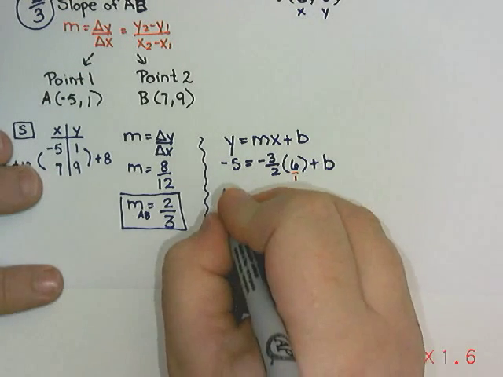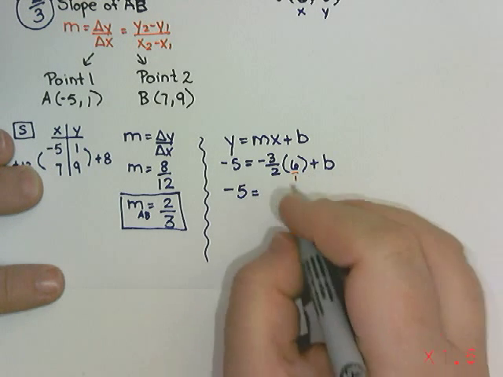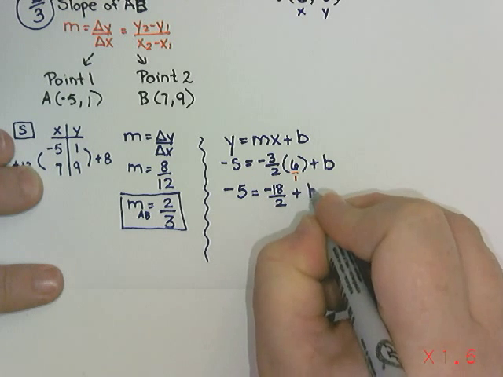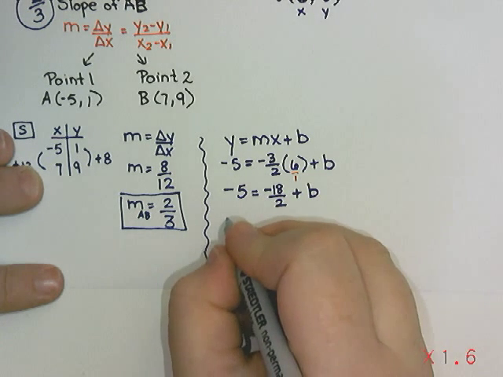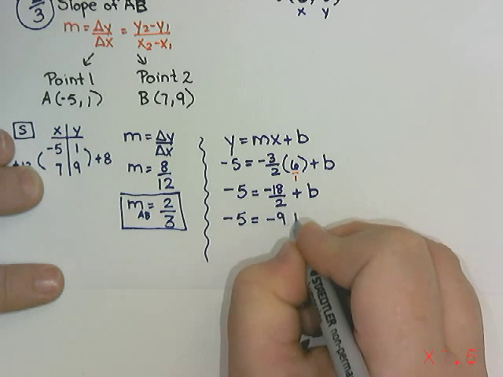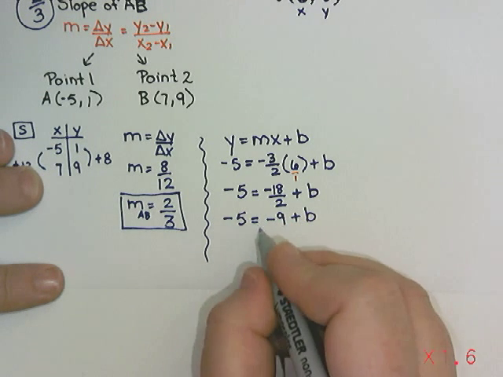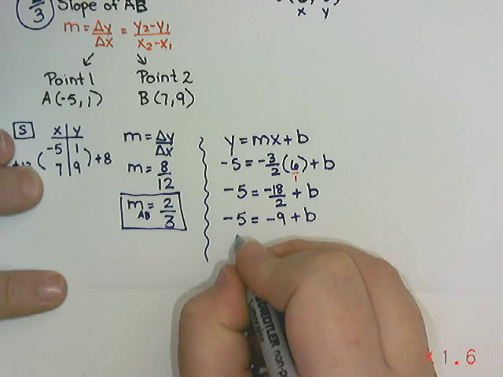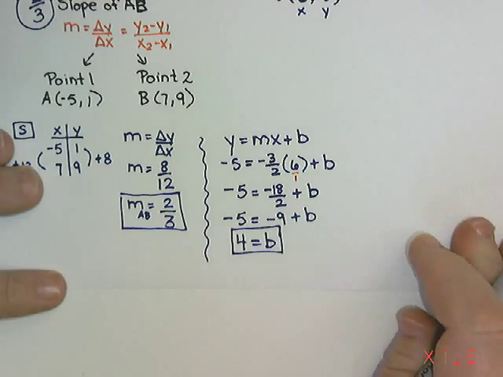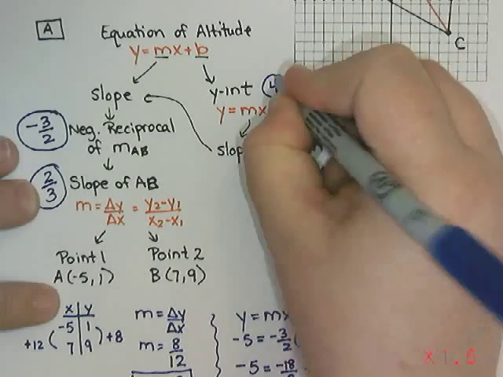So when we multiply fractions, we do numerator times numerator, denominator times denominator. So -3 times 6 is -18. 2 times 1 is 2 plus B. 18 divided by 2 is 9. So we're going to get -9 because it's a -18. And then I'm going to add 9 to the other side. So -5 plus 9 is 4. So my y-intercept here is 4. So I'm going to write on my plan that the y-intercept is 4.